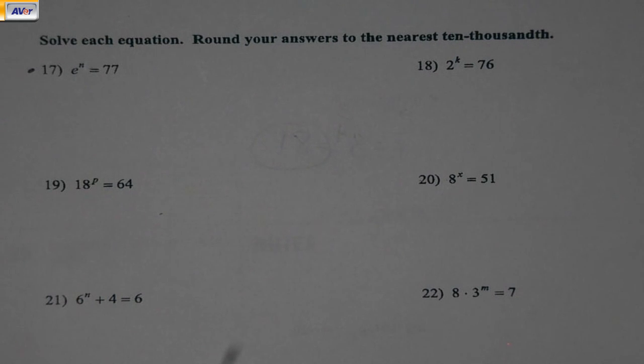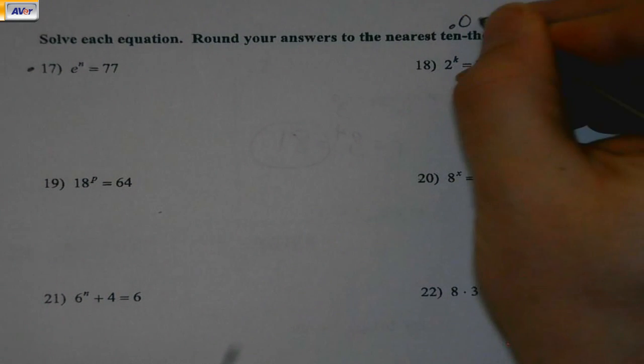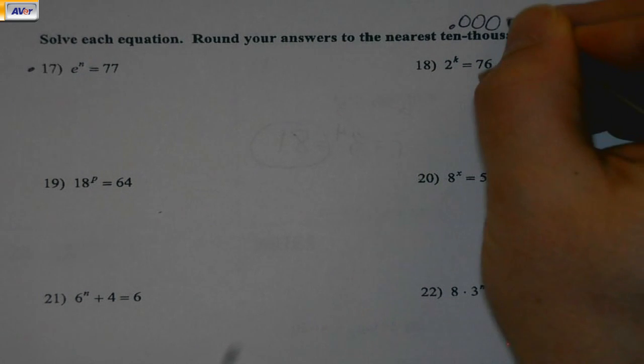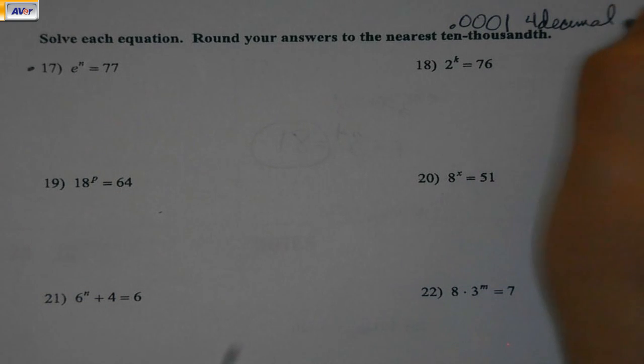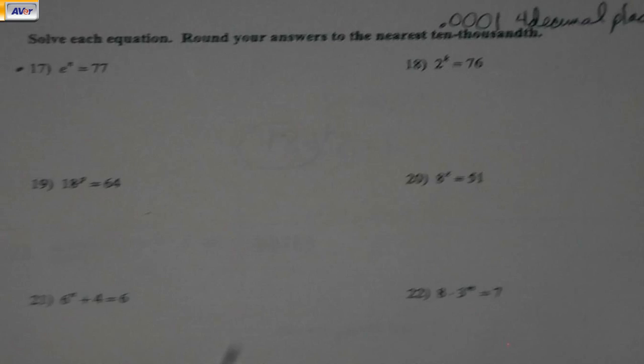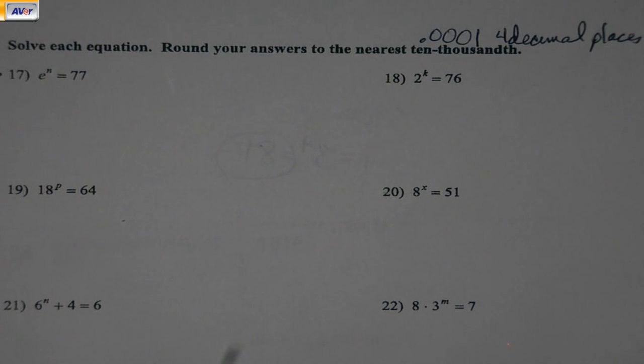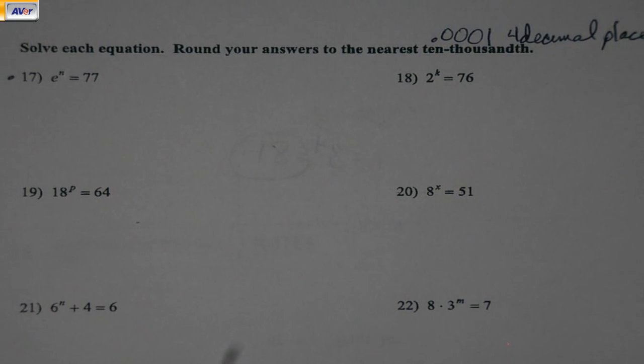Solve each equation, round your answers to the nearest 10,000th. When you think about that, we have tenths, hundredths, thousandths, ten-thousandths: 4 decimal places. So again, we talked about the inverses. We've been using log in its base. Here, we've got a different one. We've got e. E's natural enemy is natural log, ln.